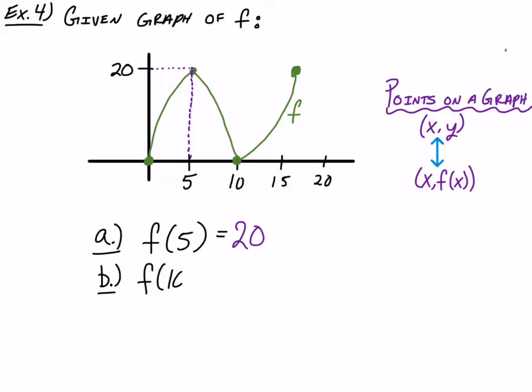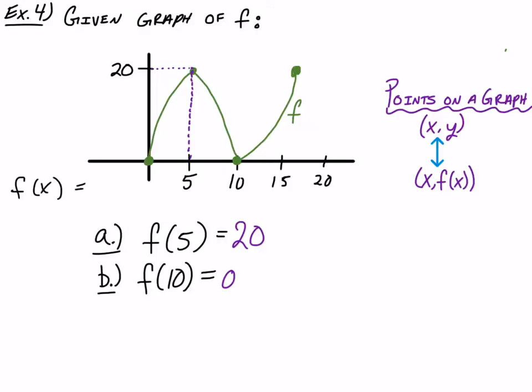Okay, and then part B, what's f of 10? So that one's actually right on the horizontal axis there. So if the input's 10, the x is 10, the output, the height, is just 0. Nothing to really map out. It's right on the line there.